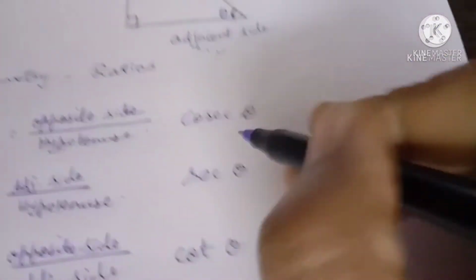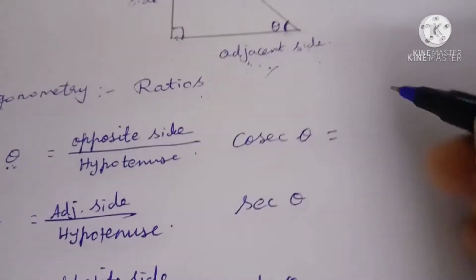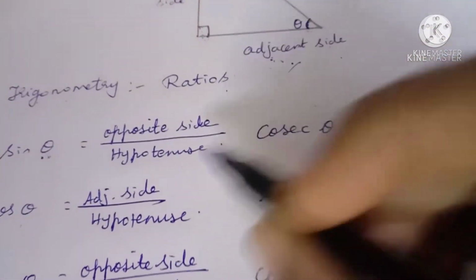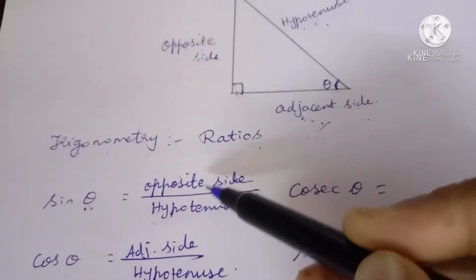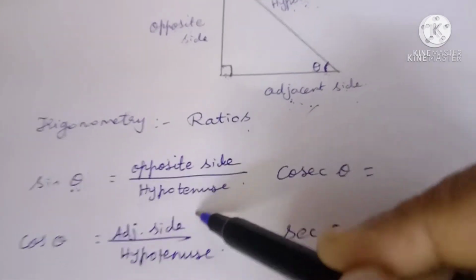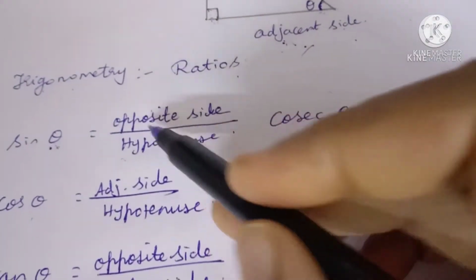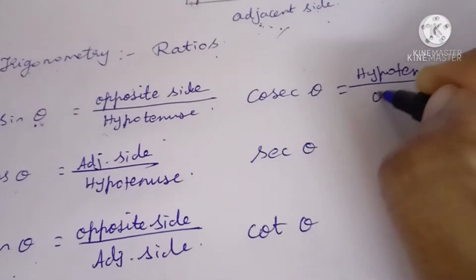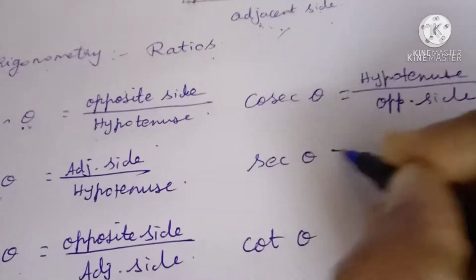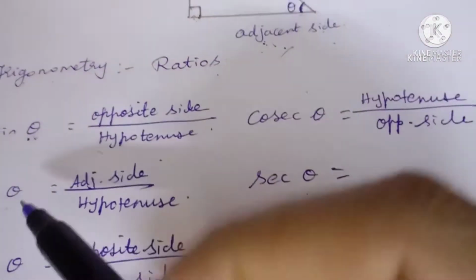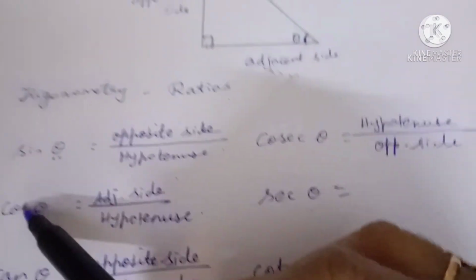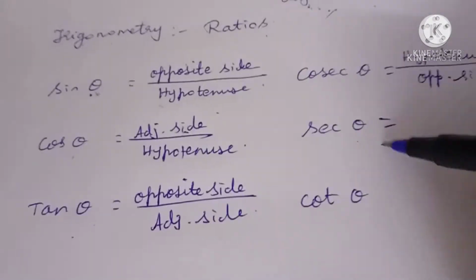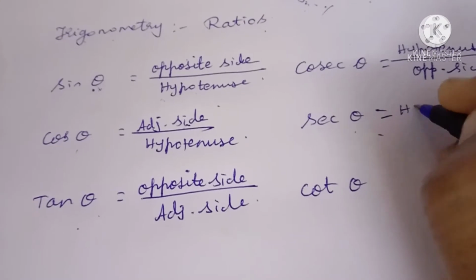Now we'll move to cosec theta, that is cosecant theta. Cosecant theta is the reciprocal of sin theta. So what is the reciprocal of sin theta? Sin theta is opposite side by hypotenuse, so the reciprocal is hypotenuse by opposite side. Then secant theta is equal to the reciprocal of cos theta. Cos theta is adjacent by hypotenuse, so secant theta is hypotenuse by adjacent side.